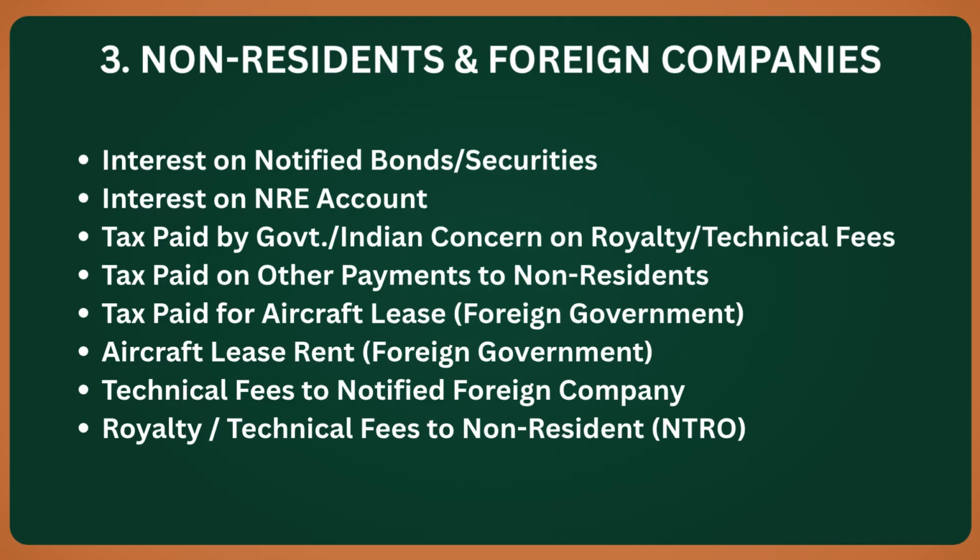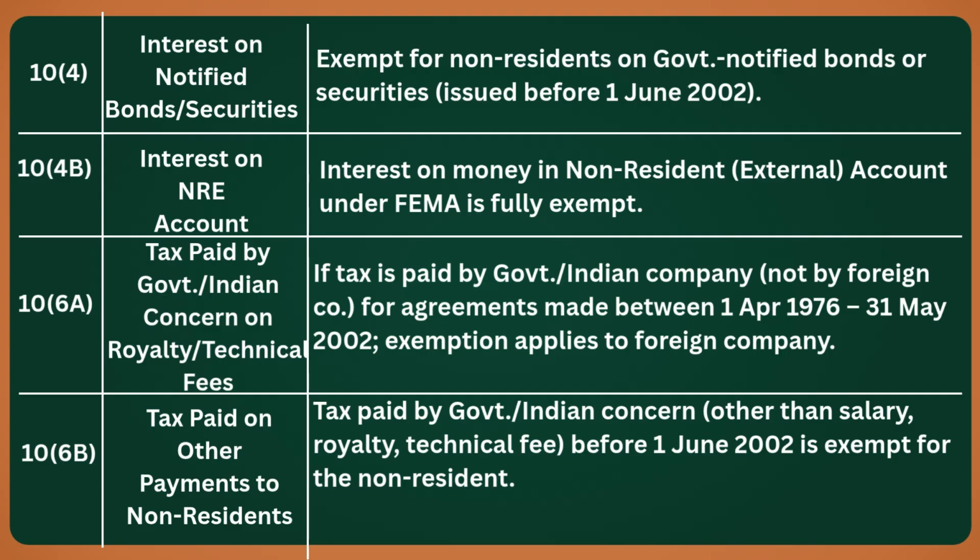Now let's look at incomes exempt from tax for non-residents and foreign companies under Section 10 of the Income Tax Act. 1. Interest on notified bonds or securities, Section 10, subsection 4. Interest earned by non-residents on government-notified bonds or securities issued before 1 June 2002 is fully exempt from tax.